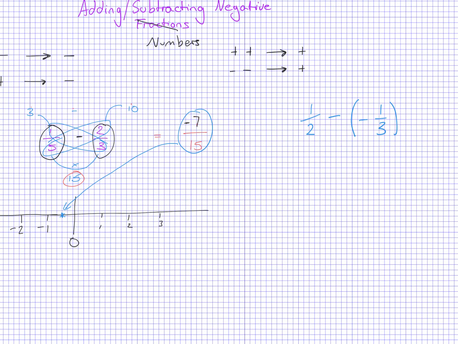All right, so in this example on the right-hand side here, we're going to have a look at a half, take away minus 1/3. Now we look at our rules again, and we go, take away a minus sign is the same as adding, so this means the new problem is going to be a half plus 1/3.